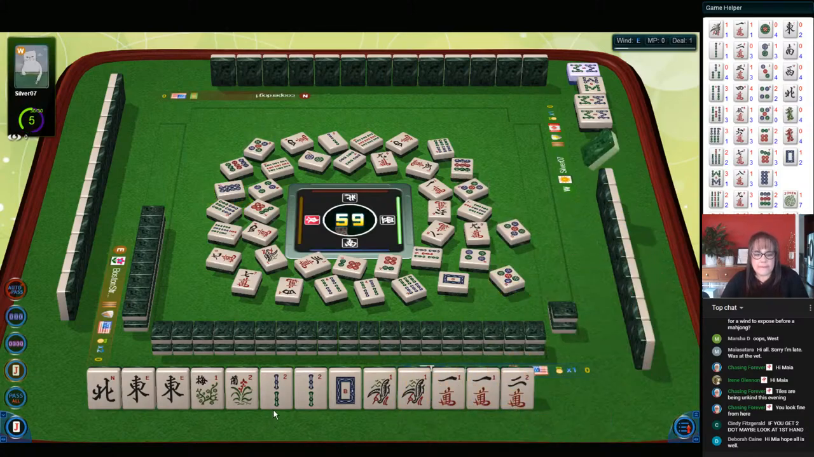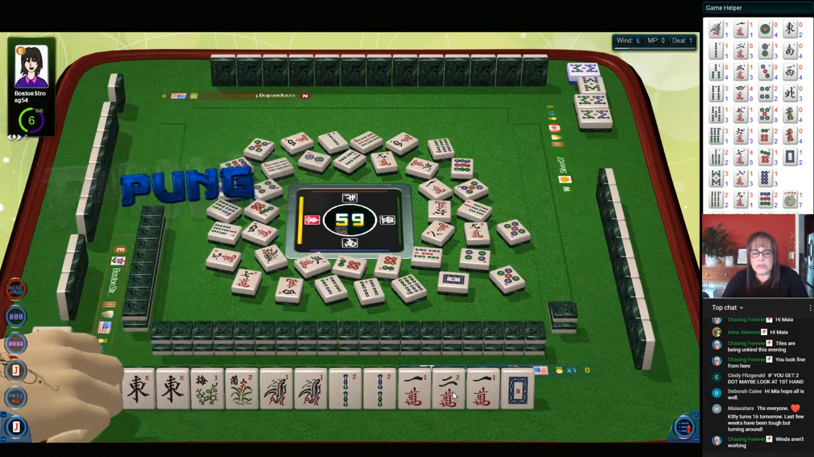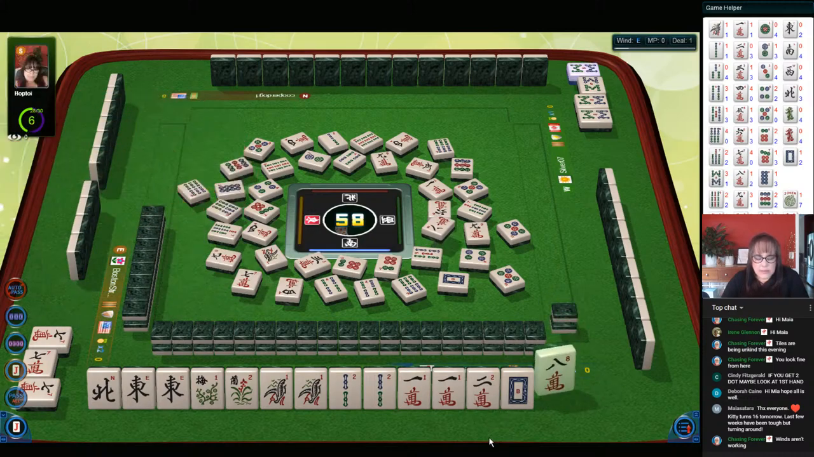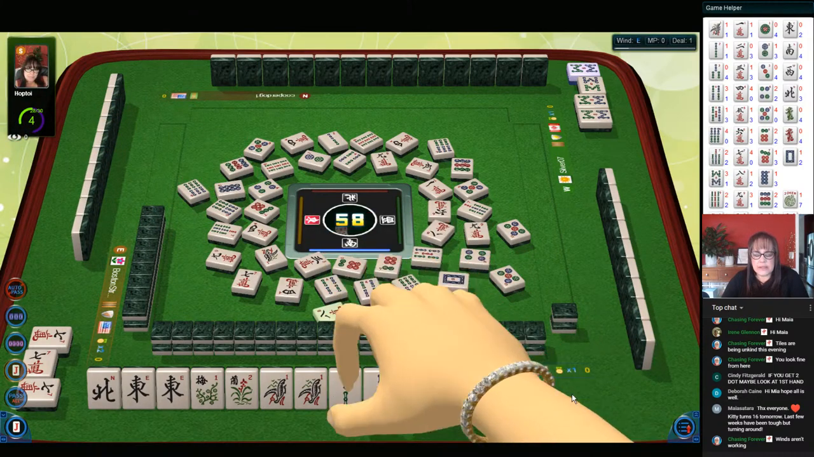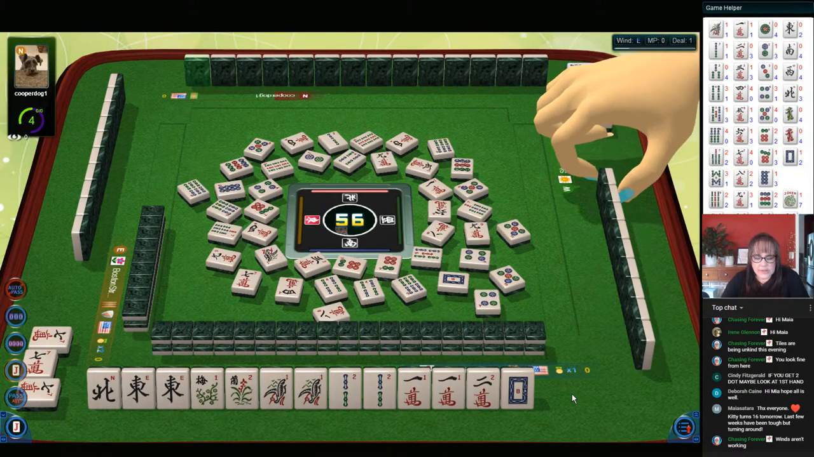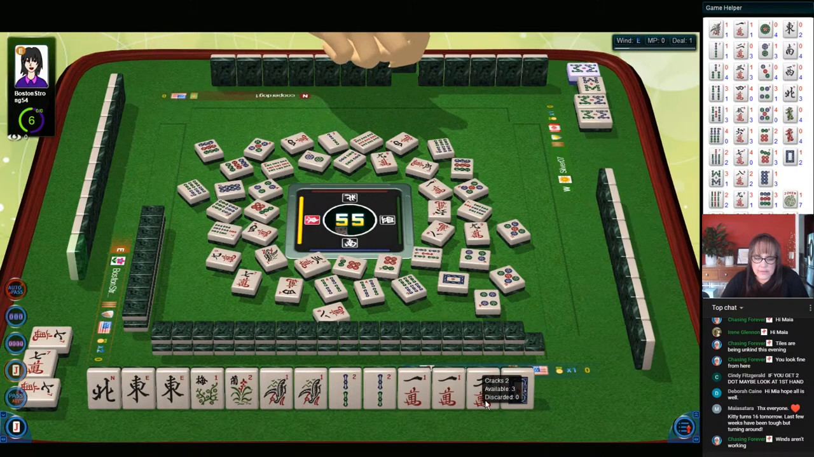5 dots. Let's see. We have 1, 2, 1, 2. 7 characters. 1, 2, 1, 2. Okay, come on now. 6 bamboos. Wonder if we could get 3 dots. 8 characters. 3 dots, and turn this on its head and play the third hand down from the bottom under consecutive run. 9 dots. We have our pairs.